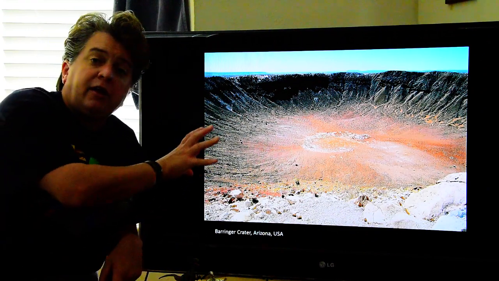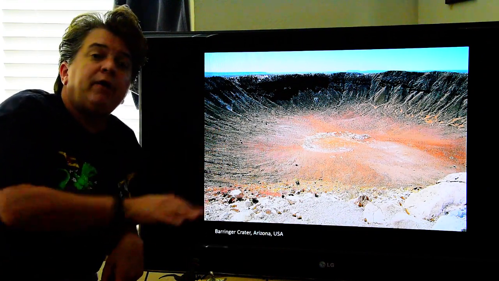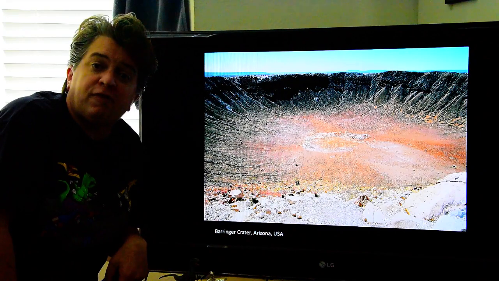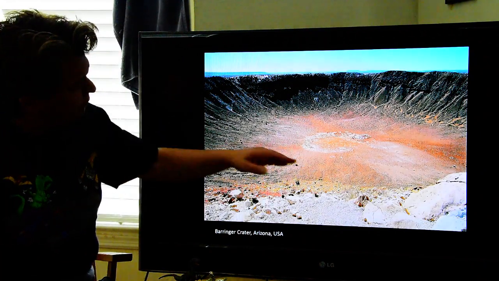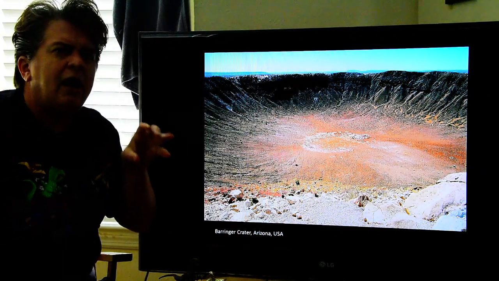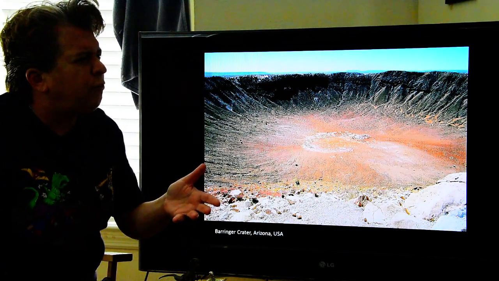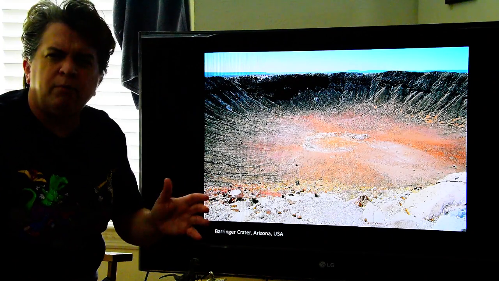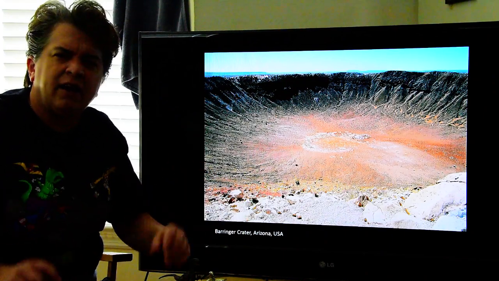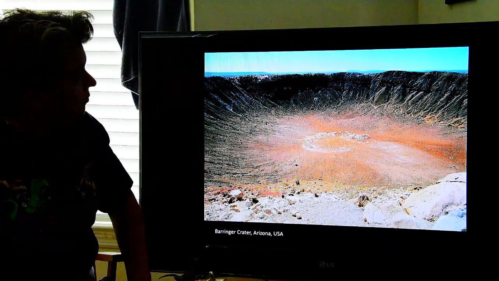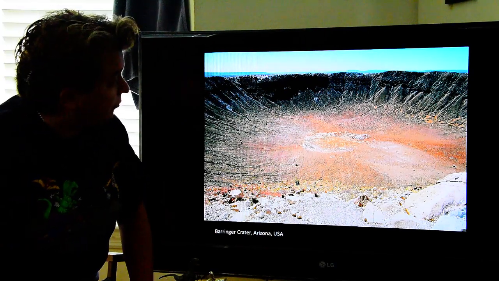This is very young. This was from a meteorite impact about 50,000 years ago. It's about a mile across, and the meteorite that hit there was something like 25 to 40 meters in diameter, something like that, give or take. And that's the crater that resulted from that.